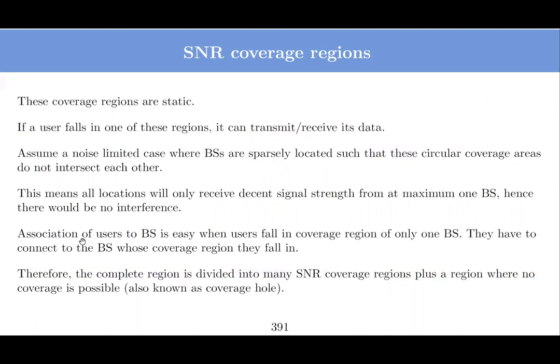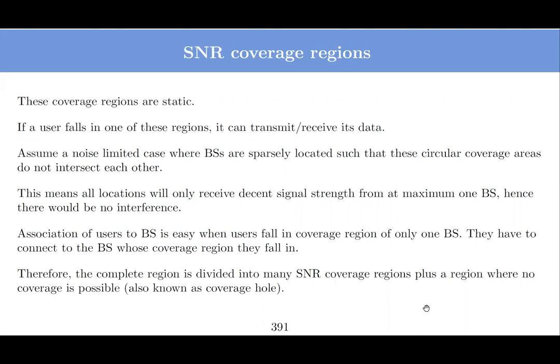The association of user to base station is easy here because the user falls in the coverage region of only one base station. They are outside other base station regions, so they cannot connect to them. So it is very clear which one they want to connect to. They will connect to the base station whose coverage region they fall in. So the complete region is divided into these small circles.